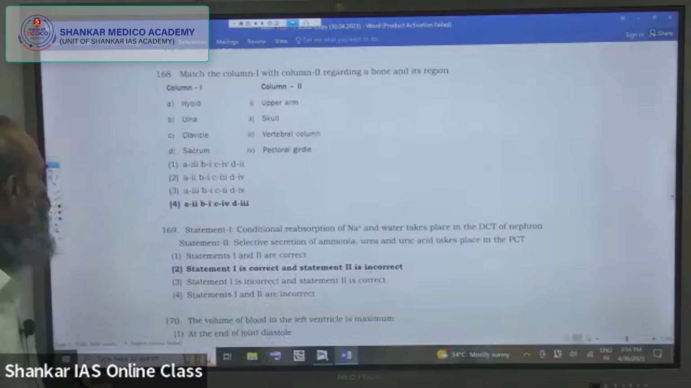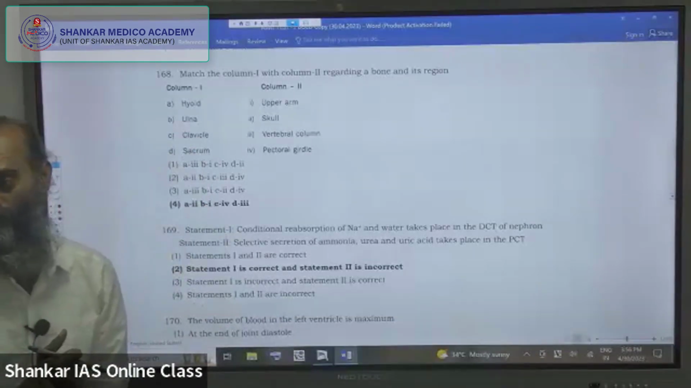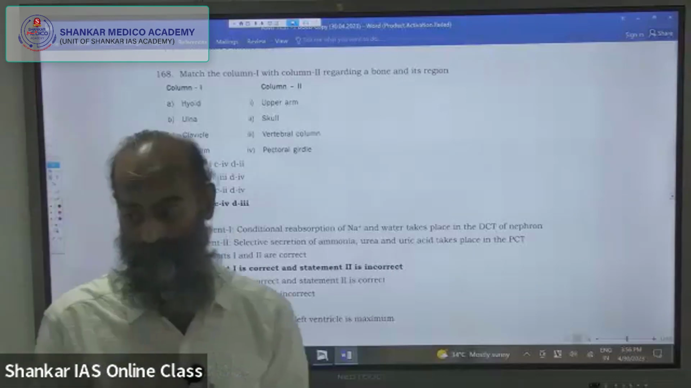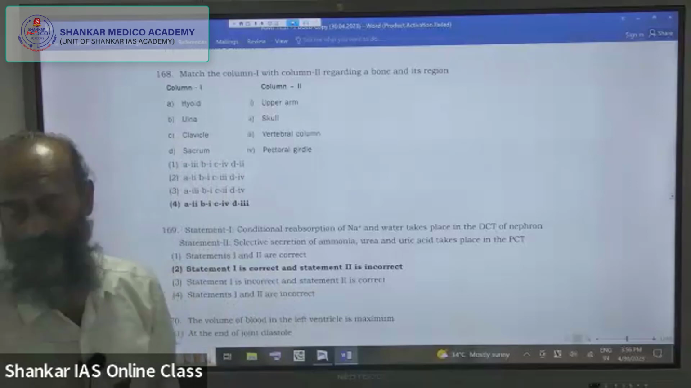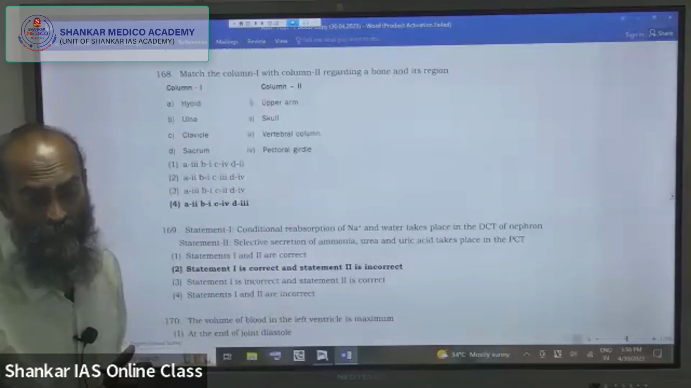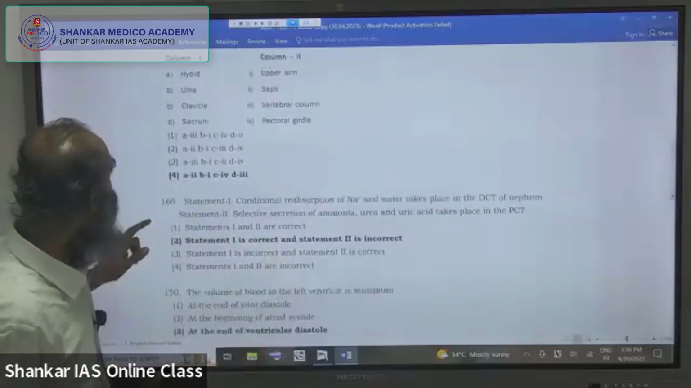Okay, clavicle. One of the characteristic features of the clavicle is that it is the most highly susceptible to fractures. The bone that is most susceptible to fracture is the clavicle, a delicate bone. Sacrum, vertebral column.